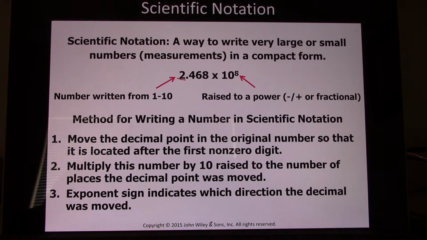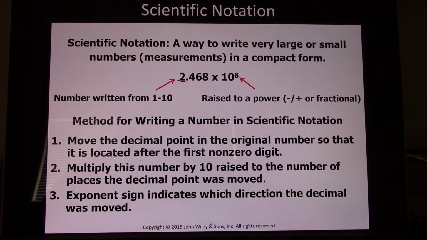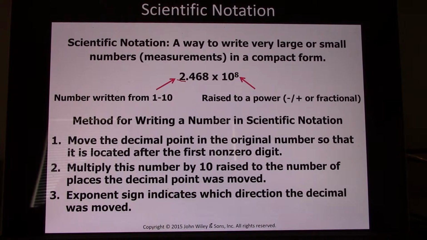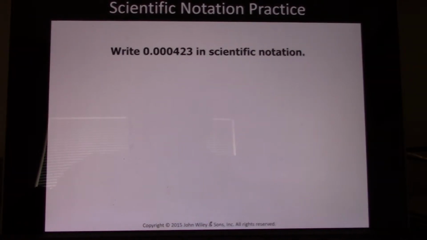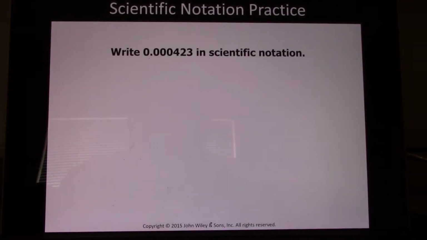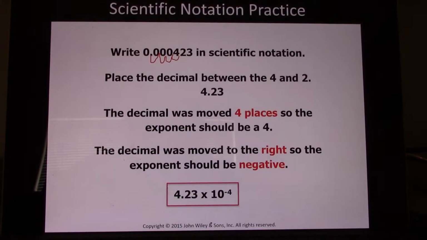Now a quick way to know whether your exponent should be positive or negative is if your initial number is bigger than 1, you will have a positive exponent. If your initial number is less than 1, you will have a negative exponent. So here, 0.000423 in scientific notation. This number is less than 1, so we're going to expect a negative exponent. And this decimal point will move 1, 2, 3, 4. It's going to move 4 places to the right. So we're going to end up with 4.23 times 10 to the negative 4.